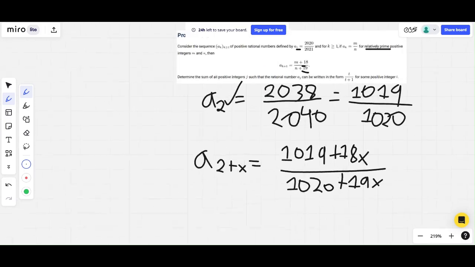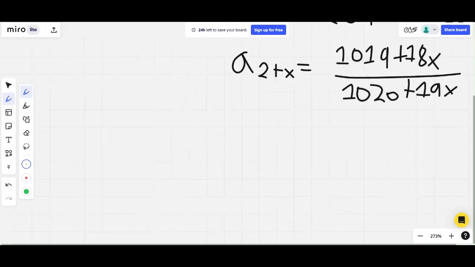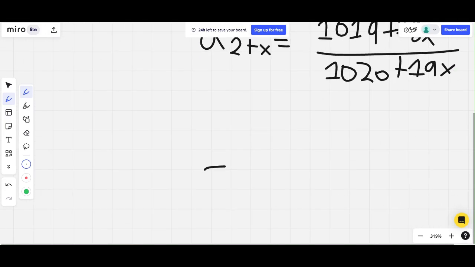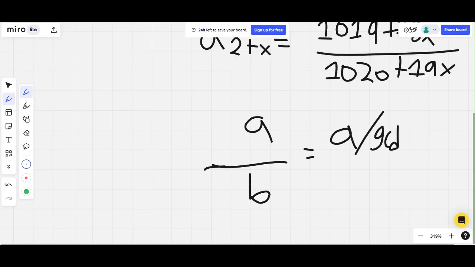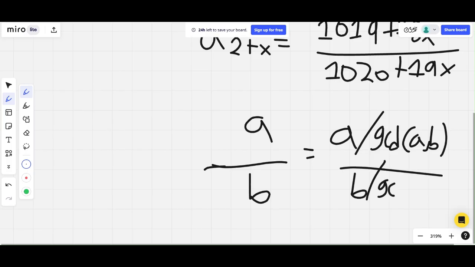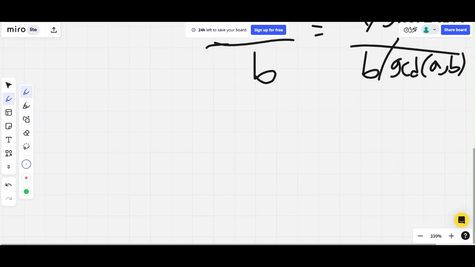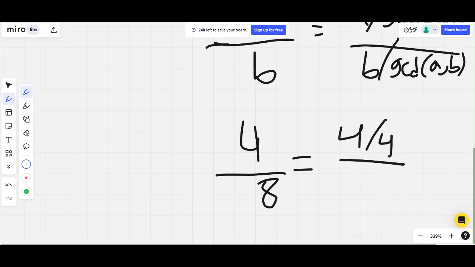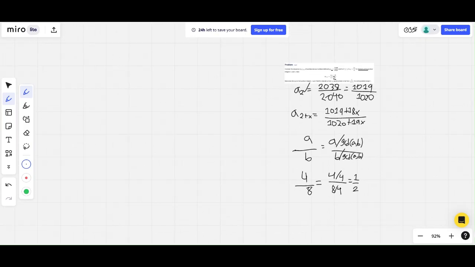Okay. Now, this fraction simplifying part is actually really basic, right? If we have a fraction a over b, how are we going to simplify this into the most reduced terms? What we do is we take a over the greatest common divisor of a and b, over b over the greatest common divisor of a and b. And that's how we simplify any fraction where we can cancel out values. So 4 over 8, for example, the GCD here is 4, so we do 4/4 over 8/4, and that gives us 1/2. So that's basically how we simplify our fraction, right?